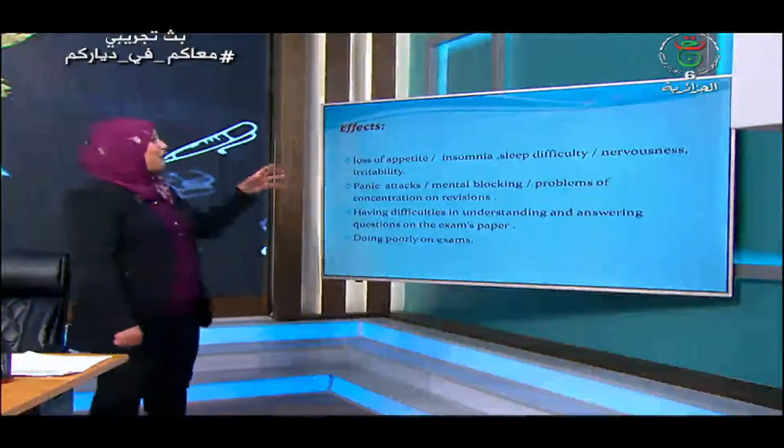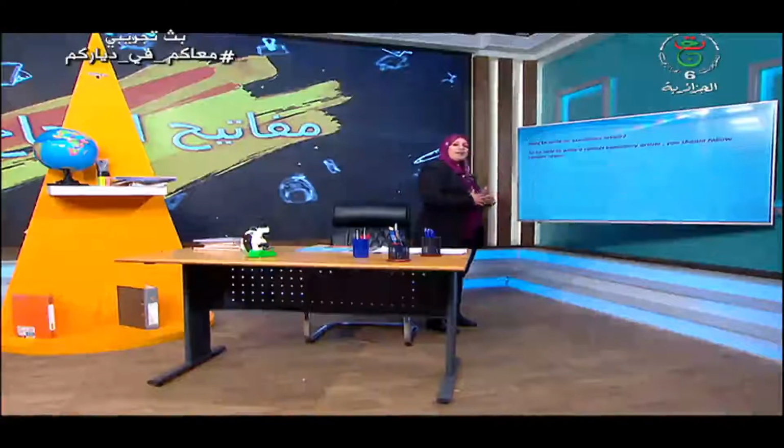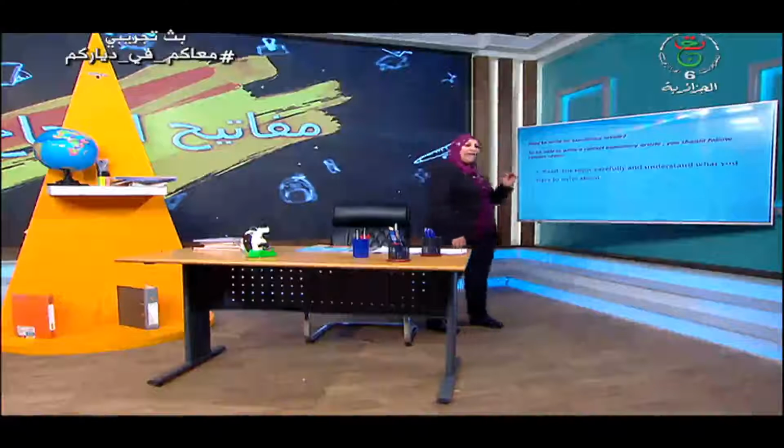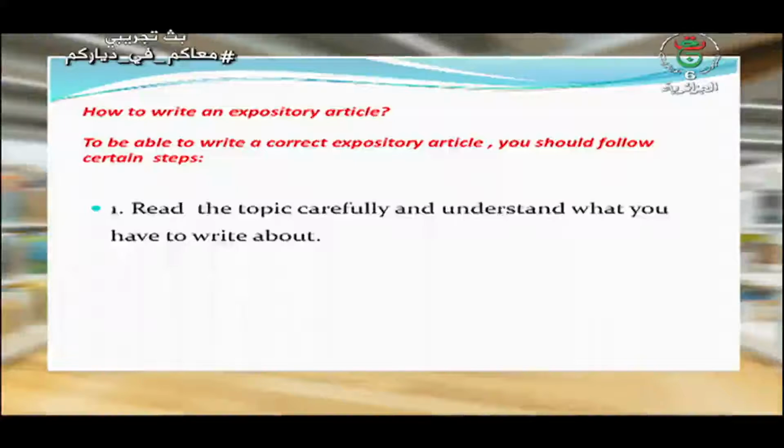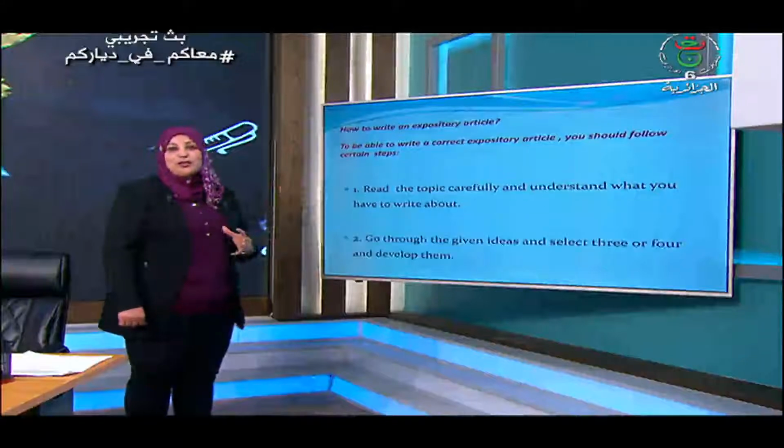After going through the notes concerning the causes and effects, let's move and discover how to write an expository article. In fact, to be able to write a correct and a good expository article, we have to follow certain steps. What are these steps? The first step, as I mentioned before, is to read the topic carefully. It means bear in mind, underline all the first elements we spoke about. And the most important one is to know what you have to write about, what your task is.